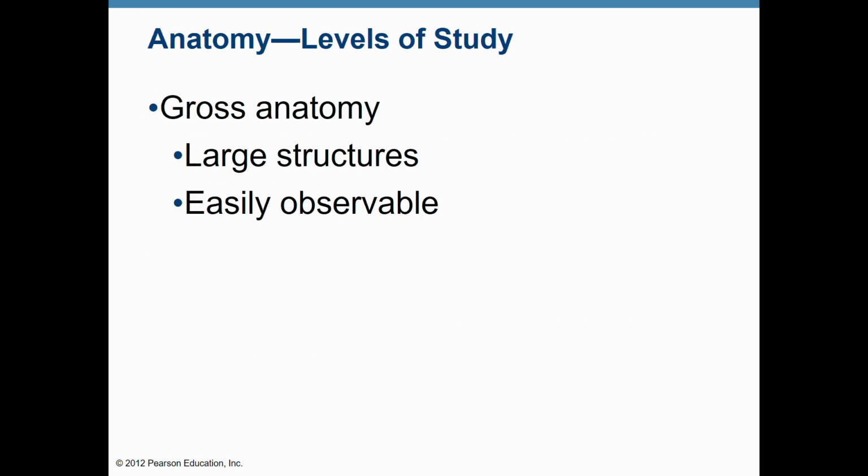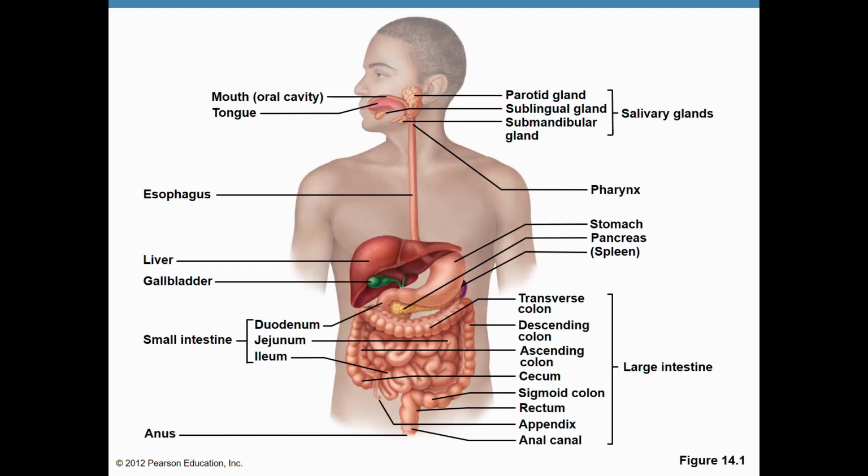In this chapter, we will also discuss gross anatomy. So what is gross anatomy? Gross anatomy is the scientific study of structures that can be examined without a microscope. These are large structures that can be easily observed. An example of this is the study of the organs in our body.